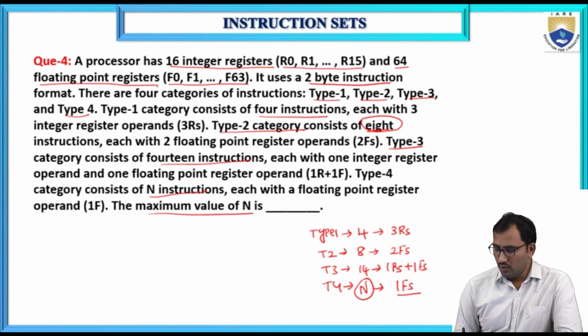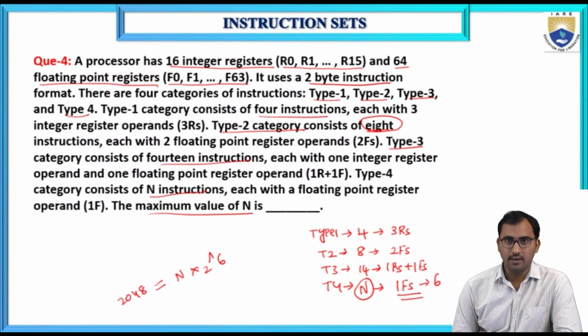For type 4 we are using 1 floating point register operand. So for 1 floating point register we require 6 bits. That means the number of encodings required is 2 power 6, into the total number of instructions in type 4, which is n. And the total number of encodings left is 2048. So if you solve, n is equal to 32.